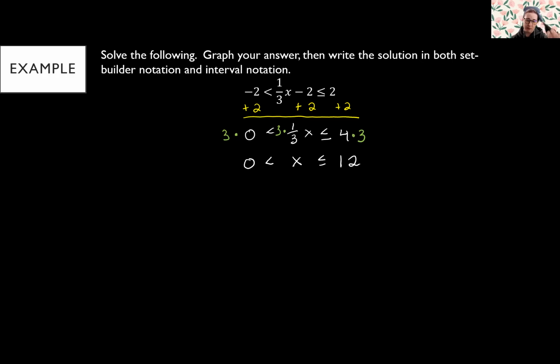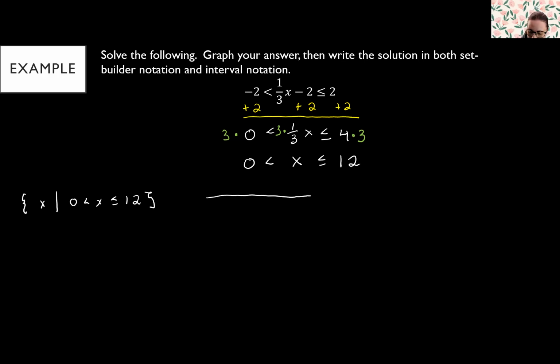And we have our smallest number on the left, the larger number on the right, and all of our symbols are less than or equal to, so we're in the correct form. Then set builder notation is curly brace, x, vertical bar, and then you write what you got for your solution. And then you end your curly brace.